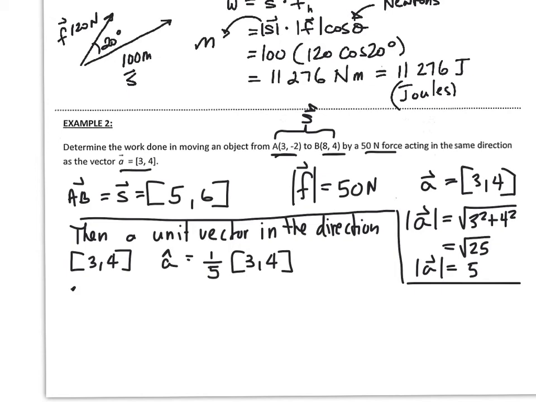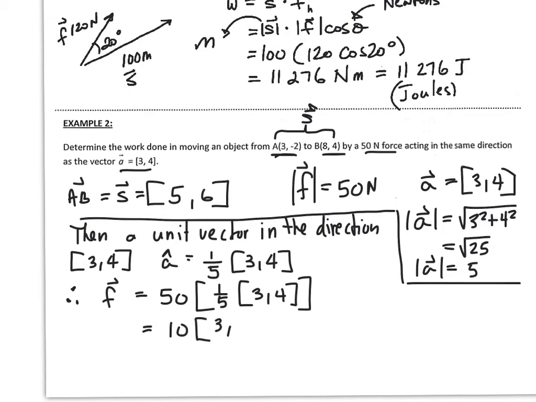So therefore that means that if I want to get a vector in the direction of A, but 50 units in terms of the magnitude of it, then my F vector would be 50 times 1/5 and times 3, 4. So like that. Okay, so I've done 50 times that unit vector, so we would get 10 times 3, 4, like that, or just 30 and 40. Okay, and you can check. If you take the magnitude of that, you will get exactly what we're looking for, a magnitude of 50.